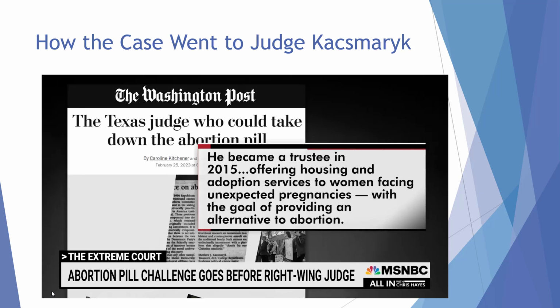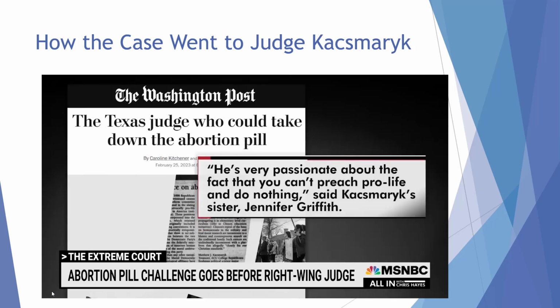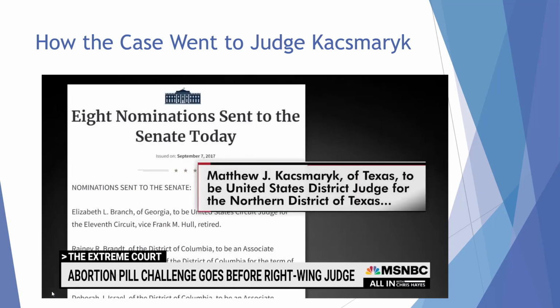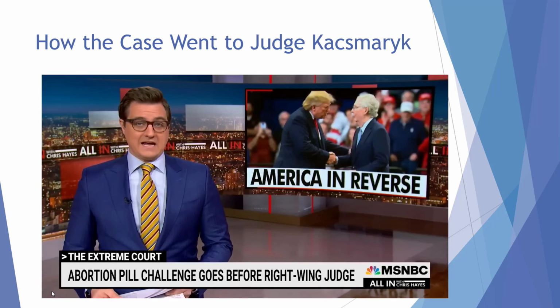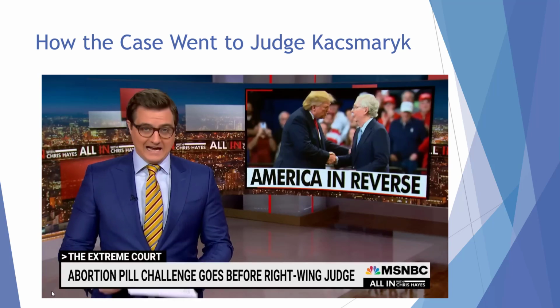Judge Kaczmarek's sister told the Washington Post his beliefs are strongly held, and there's no reason to doubt that. Quote, "He's very passionate about the fact that you can't preach pro-life and do nothing." Again, that's his sister who shares his views. Then President Donald Trump first nominated Kaczmarek to the federal bench in September of 2017. Democrats, understandably, staunchly opposed his confirmation and managed to hold it off for nearly 2 years. They argued that he was unfit for the role based on his anti-LGBTQ and anti-abortion beliefs.